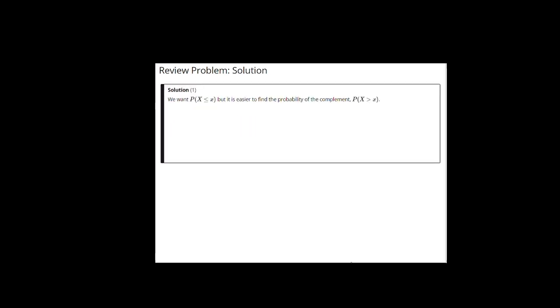Solution. We're asked for the probability x is less than or equal to little x. But because, in this case, we're dealing with a minimum, it's actually easier to deal with the complement, the probability that x is greater than x. Why is that? The probability that the minimum is bigger than x is the probability that the first die gives you a number bigger than x, and the second, and the third.